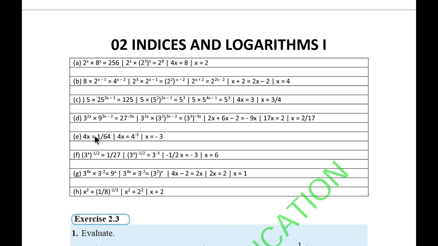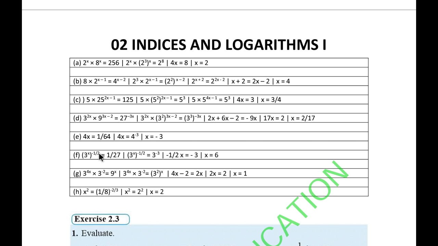Next one is 4 to the power x equals 1 over 64. So you can write 4 to the power x equals 4 to the power minus 3. So then you can write x equals minus 3. Okay. So how to write here x equals minus 3? And here there is a small issue. This is 4 to the power x equals 4 to the power minus 3. So then you should divide both sides by 4. So I made a small error over here. So divide both sides by 4. So here x equals 4 to the power minus 4.